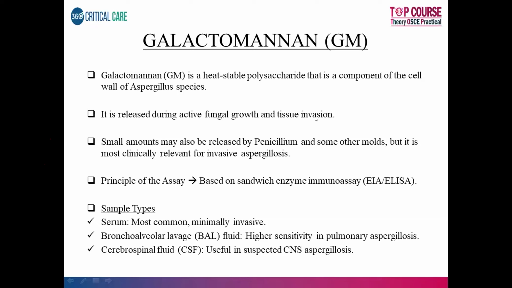Okay. So what are the samples that can be sent? Most common is your serum, which is minimally invasive. But if the patient has a pulmonary infection, then BAL fluid can be sent, and it has a higher sensitivity in pulmonary aspergillosis. And if you're suspecting a CNS aspergillosis, you can also send your CSF. So galactomannan can be done in serum, BAL, and CSF.